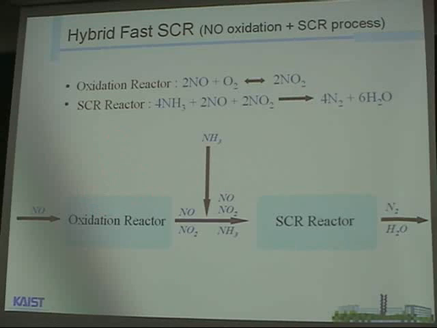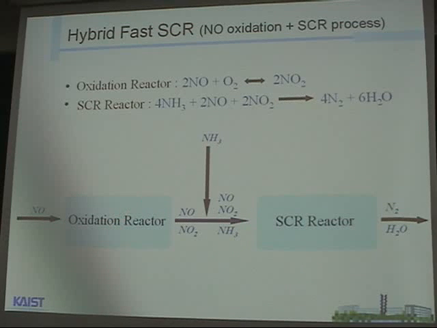The hybrid process SCR process consists of two reactors, one having an oxidation reactor and one having SCR. In that process, hybrid process SCR, simultaneous oxidation and reduction take place. This process is used for the removal of NOx, and there are other processes, low SCR and standard SCR. But this process is much better at low temperature.